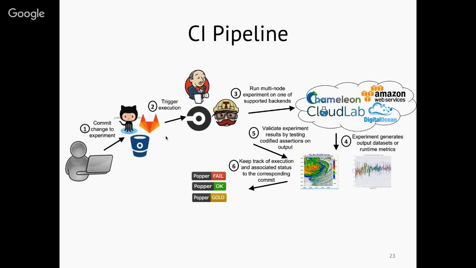Usually what you would do is have your project on GitHub, and then configure one of these systems. When you commit a change to your experiment, you trigger an execution, and then you run your experiment. Depending on which platform you're using, you would execute the experiment, generate results, come back and check and validate the experiments, and then report on the results.